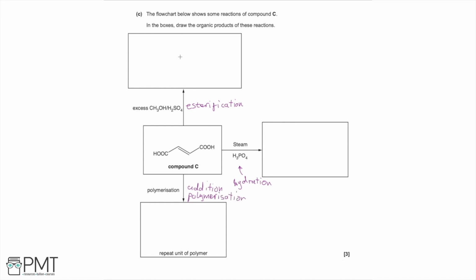So the organic product from the esterification, we're going to maintain that alkene in the center of our molecule, and we're going to form two esters on either side, like so. In compound C, we're going to add steam and phosphoric acid, so we're going to have our carboxylic acids here, and one of these two carbons is going to be an alcohol.